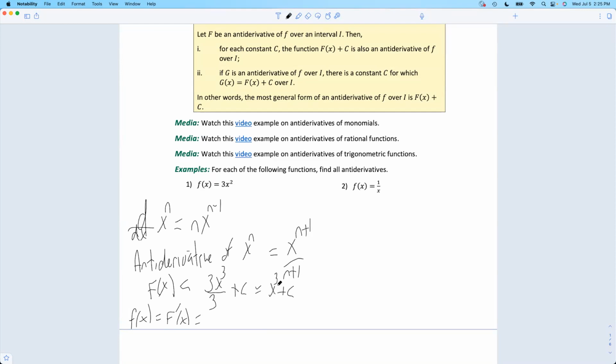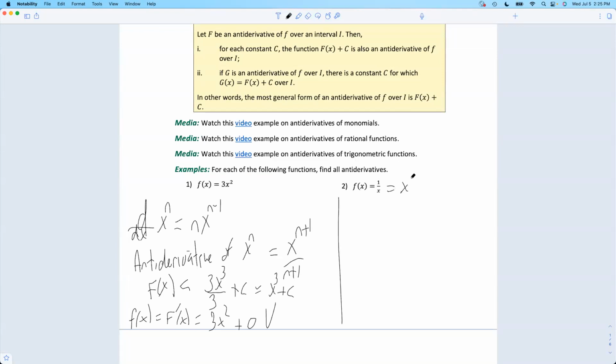So now we're taking derivatives now. This is what we've been doing for a while. The derivative of x cubed would be 3x squared plus the derivative of a constant is just 0. Hey, look, that's what we got. Check.